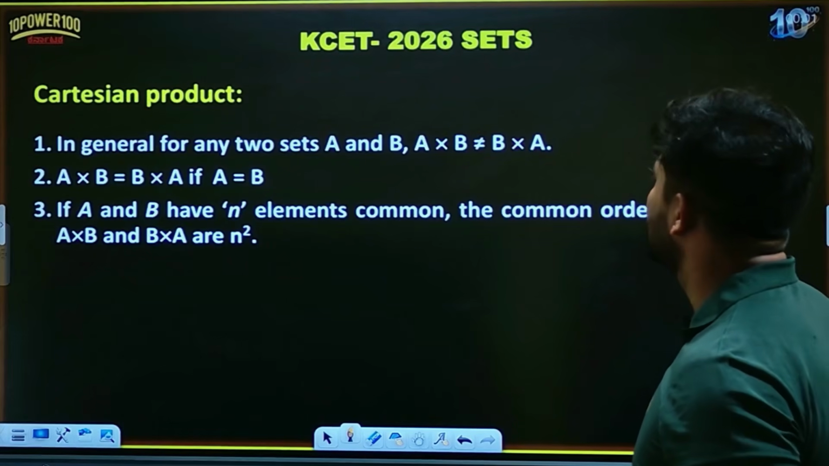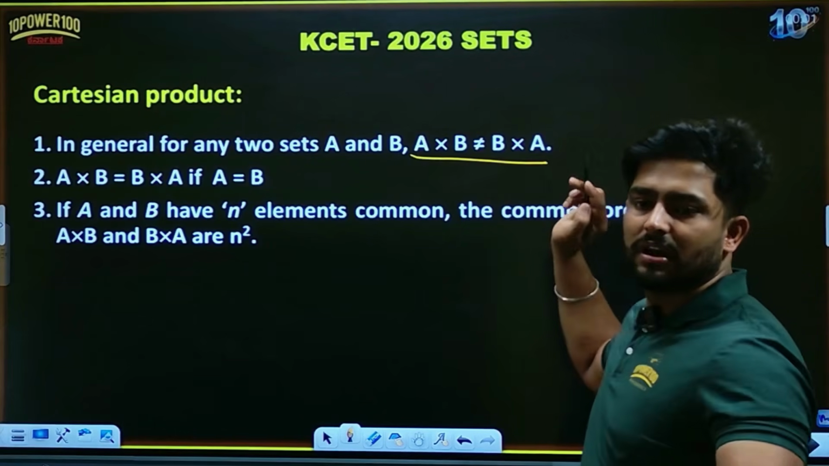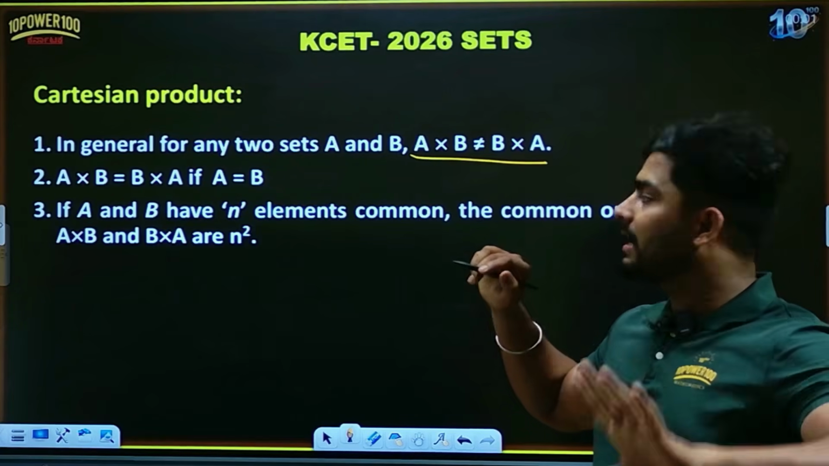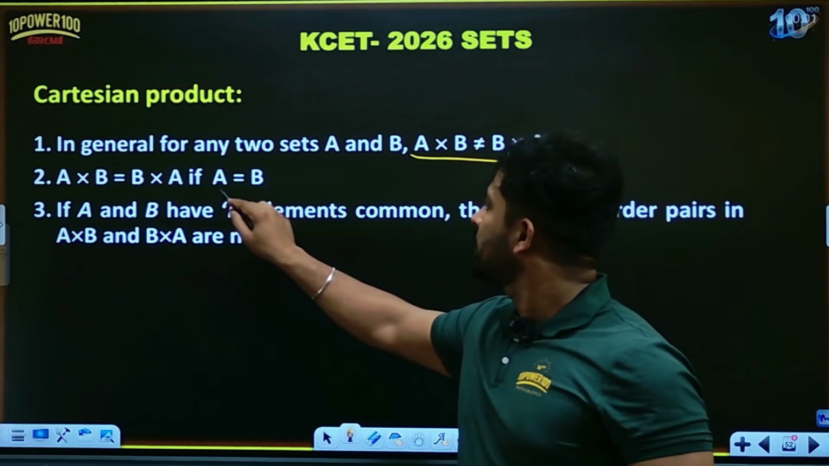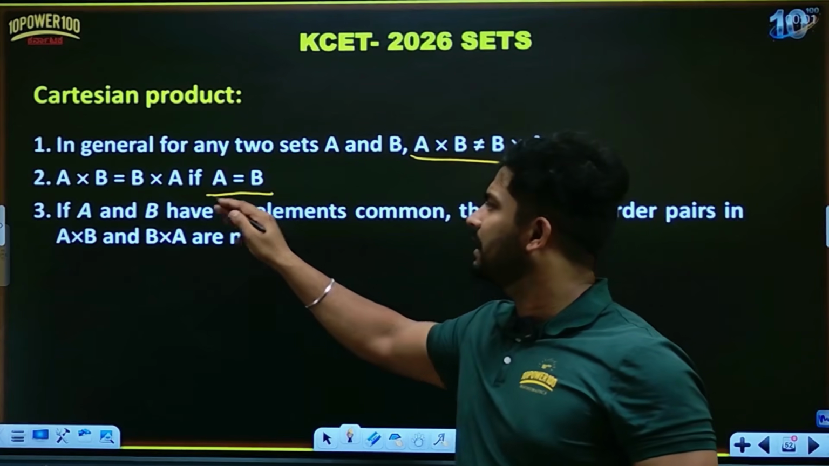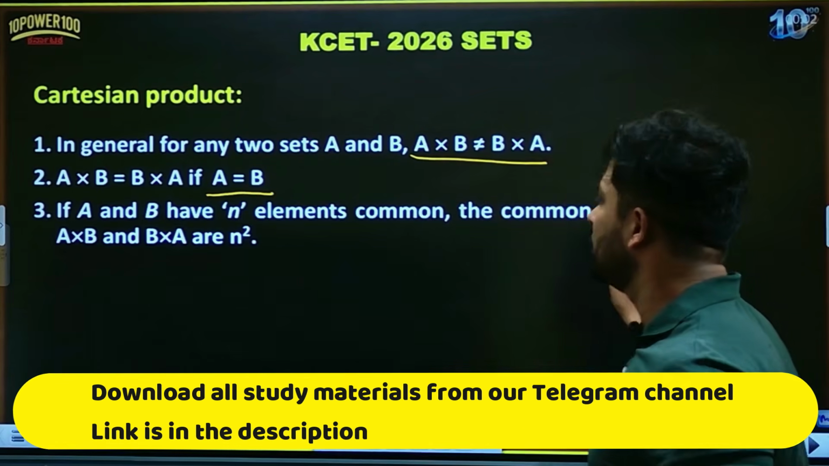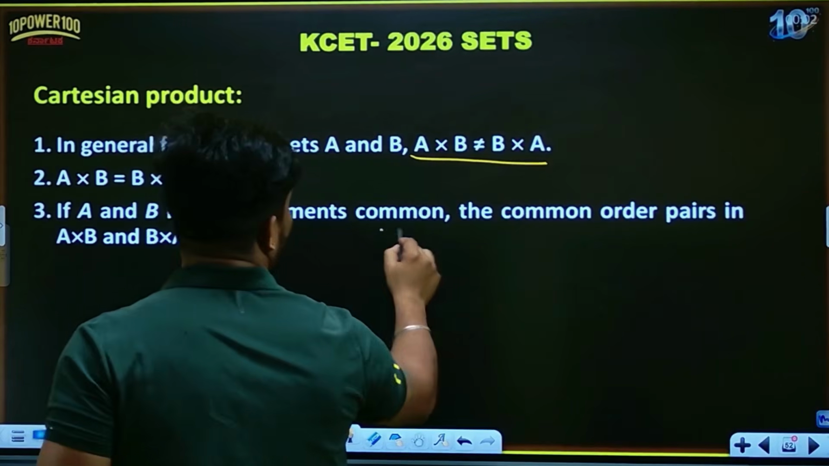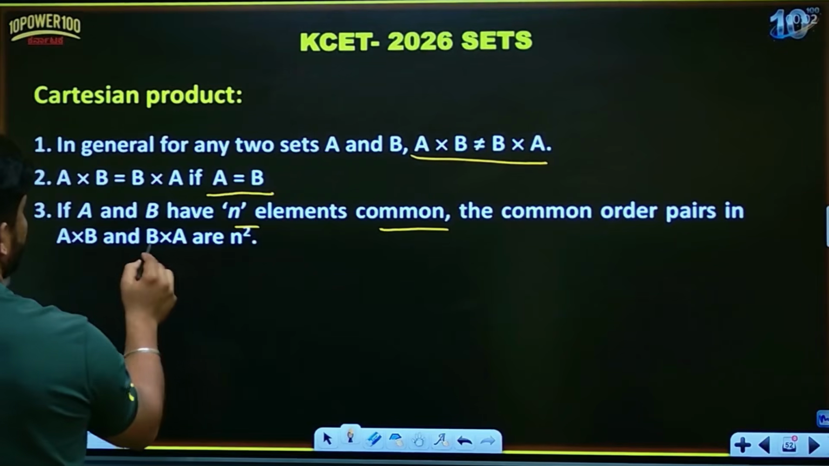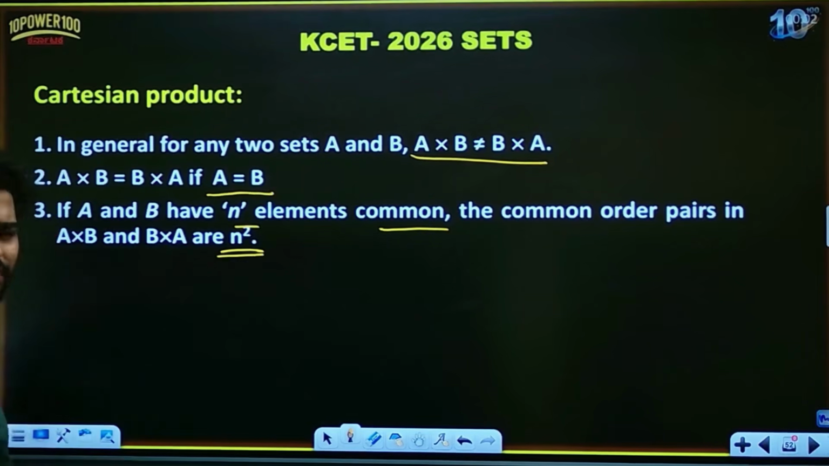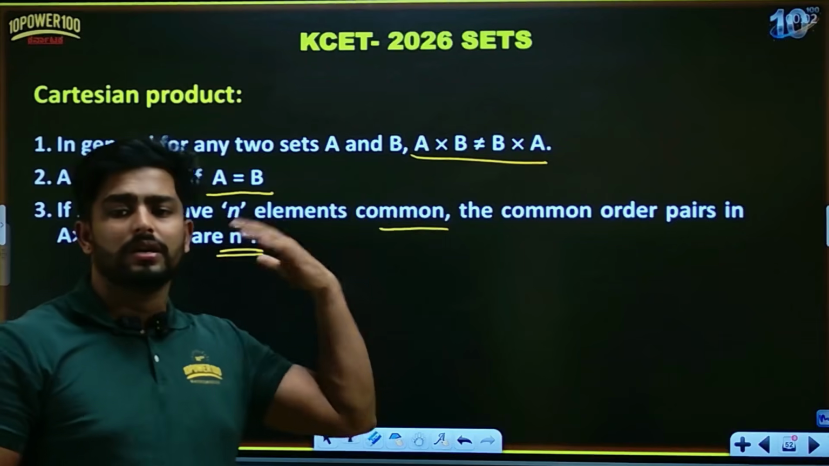So A cross B and B cross A will not be equal because the ordered pairs are different. Done? So if A is equal to B, then A cross B is equal to B cross A. That is simple, so remember this. So if A and B have n elements, the common ordered pairs in A cross B and B cross A will be n square, children. So this we will discuss in the further questions, so don't worry.